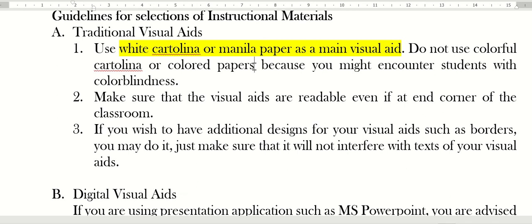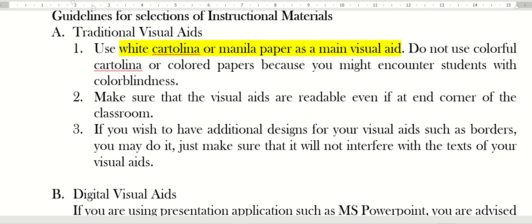Number two, make sure that the visual aids are readable even at the end corner of the classroom. So it is advised that you write your visual aid in large scale. Number three, if you wish to have additional designs for your visual aid, such as borders, you may do it. Just make sure that you will not interfere with the text of your visual aids.